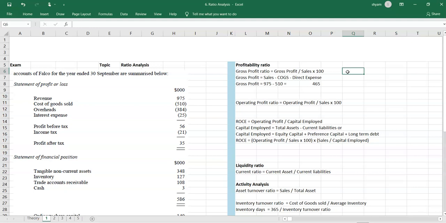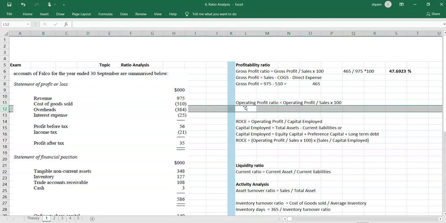I think we can compute here. So it is 465 divided by 975, okay, into 100. Let's get the answer. So answer is 47.6 and that's a percentage. Okay. So why didn't we take the overheads? See, overheads is an indirect expense, so we should not take indirect expenses here. Okay. So that's why we have not taken it.